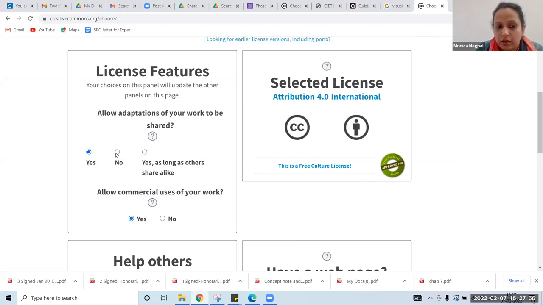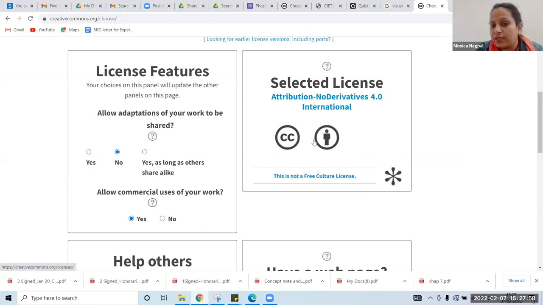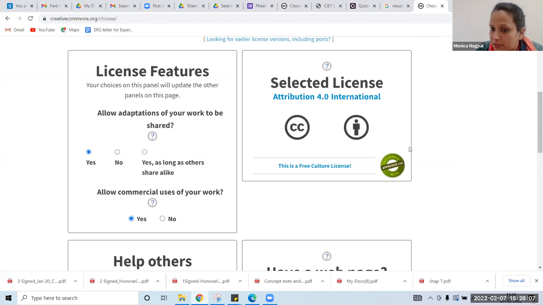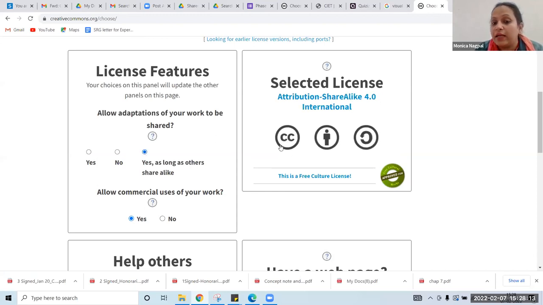Now you see, I say no. You can see the license has changed, right? ND has come. If I say yes, the license has changed. If I say yes, as long as others share alike, the license has changed. These are two questions which we have to answer, based on which the license will appear for us.